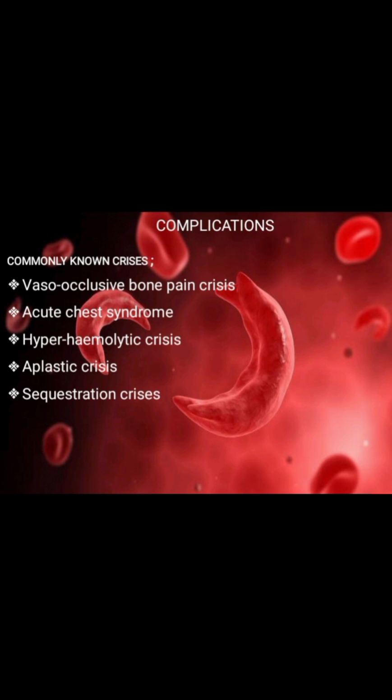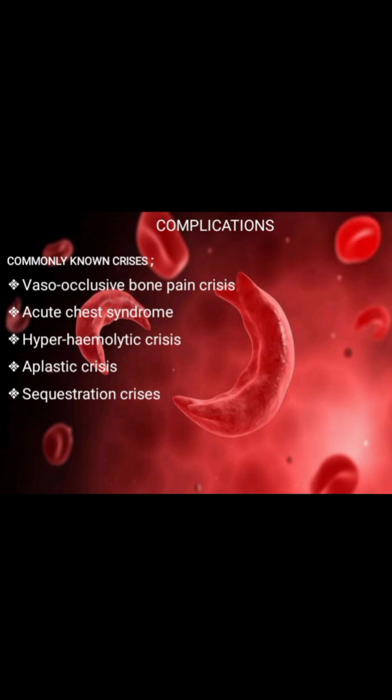So for the complications, we commonly have this known crisis. The first one being the vaso-occlusive bone pain crisis. Secondly being the acute chest syndrome.